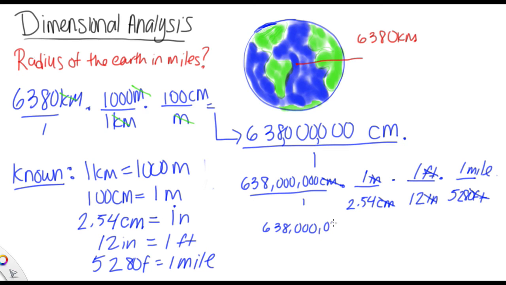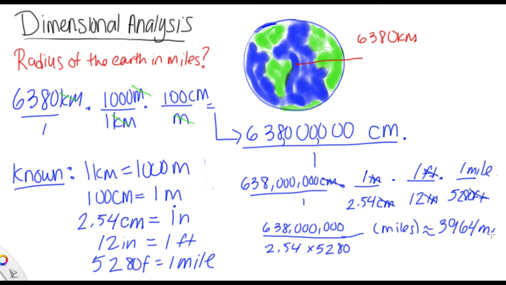Now what we're left with is 638 million over 2.54 times 5,280, and this will be given in miles. So when we reduce that, multiply here, and then divide both, we get 3,964 miles. And this is the radius of the Earth in miles.